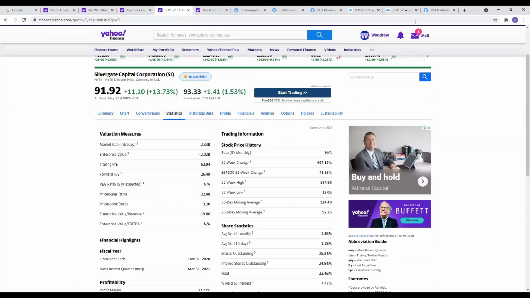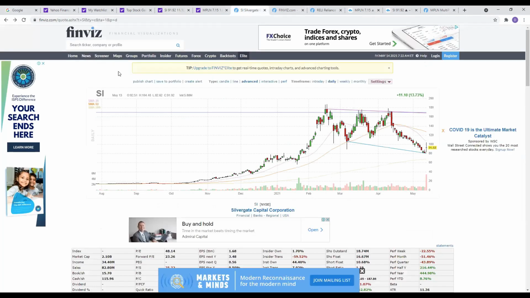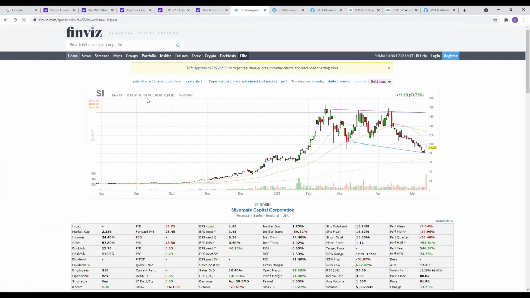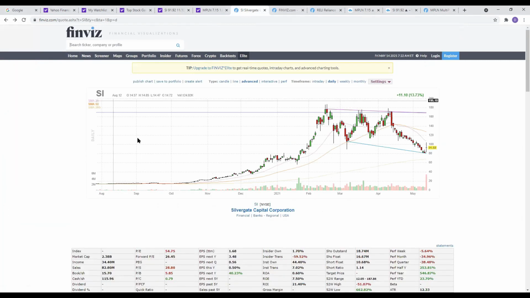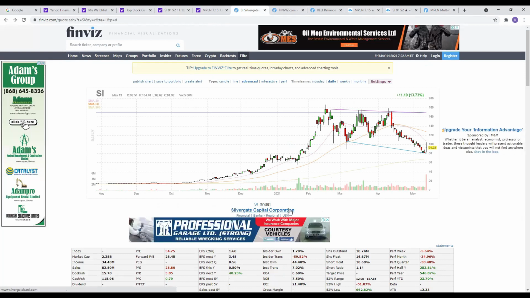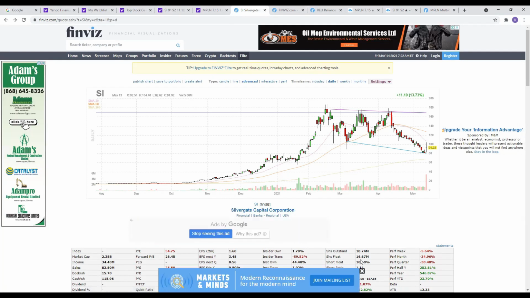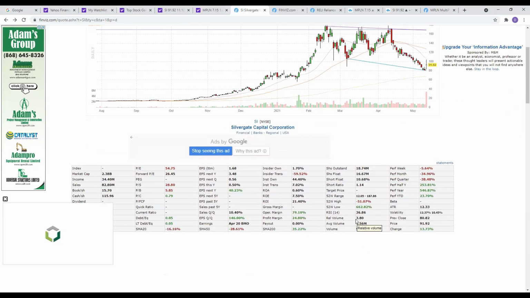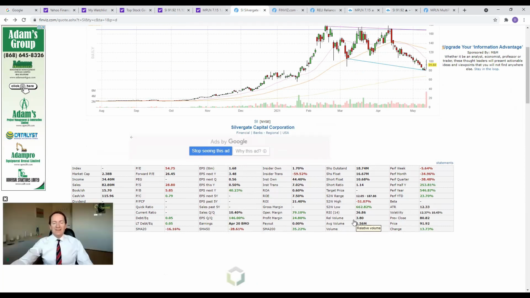So the first thing I want to see is the relative volume. So let me look for the relative volume. SI, type in the ticker, SI, click. This is the company, SI, that's the ticker. This is the company, Silvergate Capital Corporation. Let's look at the relative volume. The relative volume is 3.8. So the relative volume suggests that this stock is trading 3.8 times higher than normal. So there's a high demand for this stock.